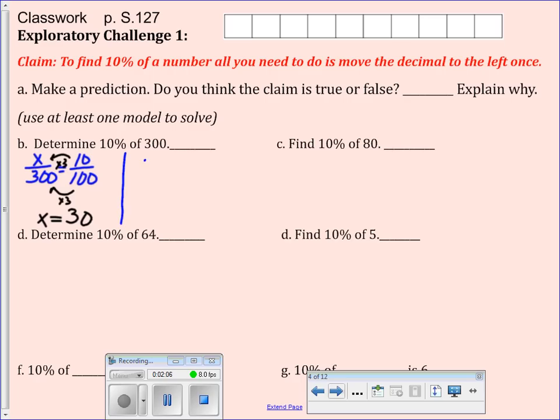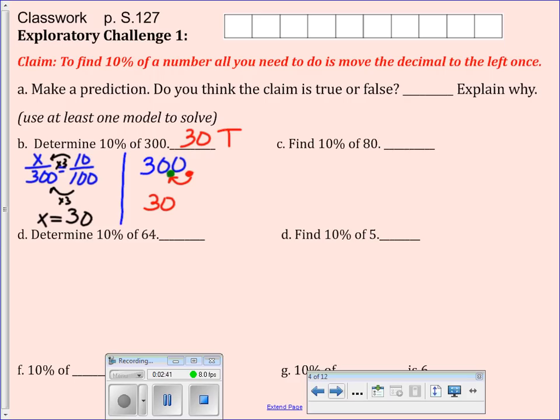Let's do it the other way. They said that I could just move the decimal one place to the left. If I move that decimal one place to the left, what do I get? 30. Does that work? Yes. So this time it was true. Let's see if it works every time, or maybe that was just a coincidence.